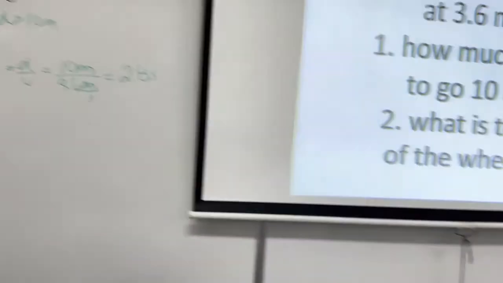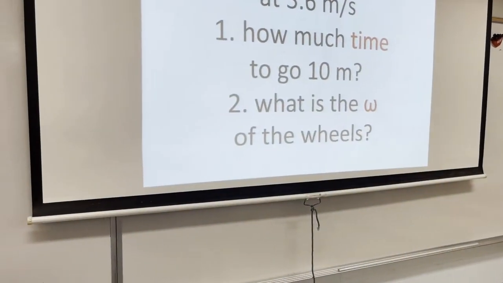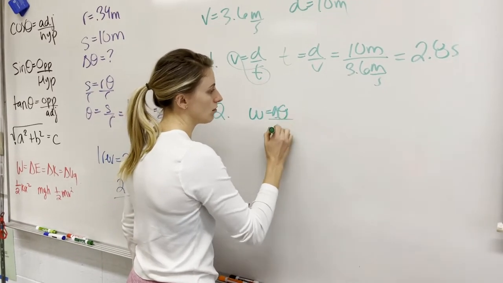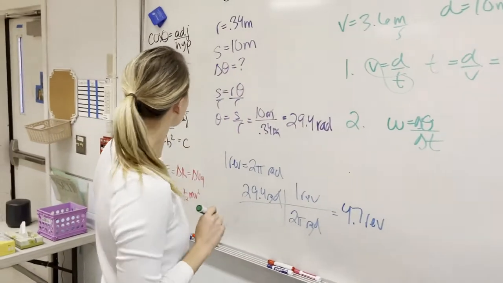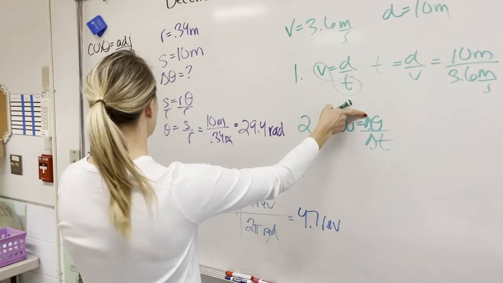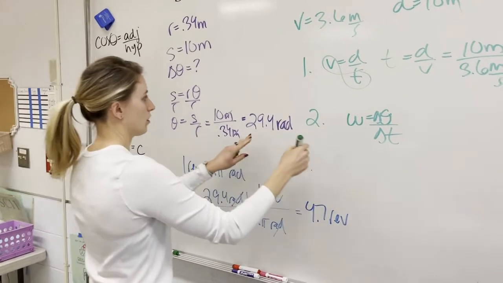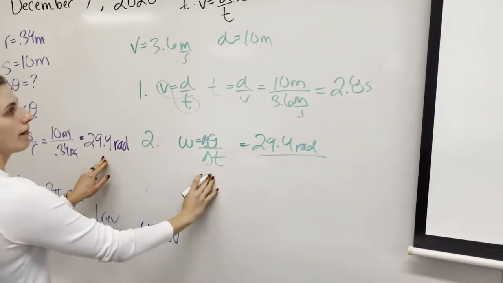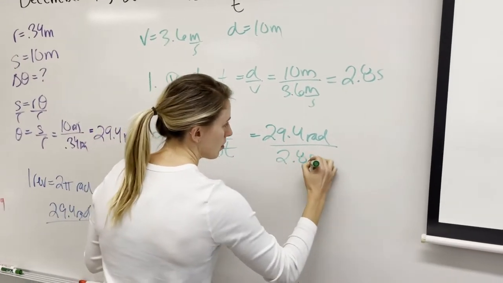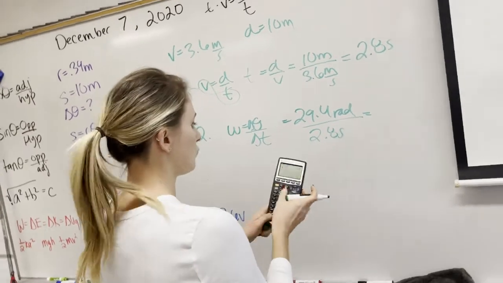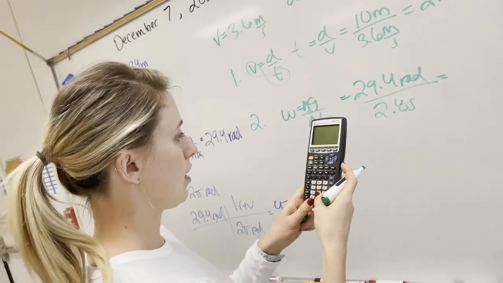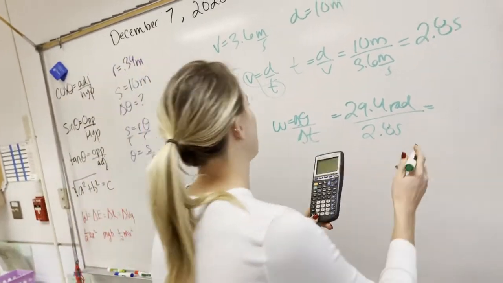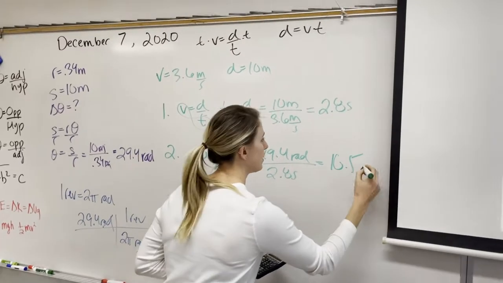So now it says, what is the angular velocity of the wheels? Let's go back to our equation. We had the change, delta, over time, right? This is my equation. Didn't we already calculate this over here? 29.4 radians. And how much time did we just calculate? It takes 2.8 seconds. So 29.4 radians divided by 2.8 seconds, and I get 10.5 radians per second.